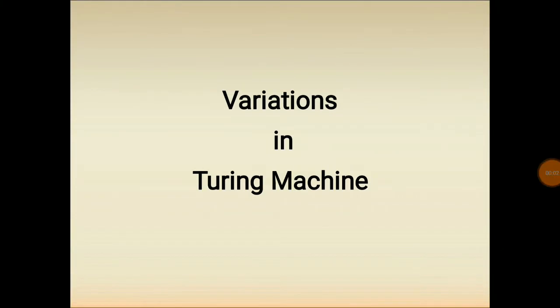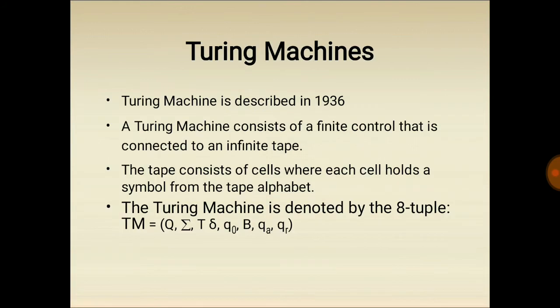In this video, we will discuss the variations in Turing machine. Before studying about it, we should know what a Turing machine is. Turing machine was described in 1936, well before the days of modern computers, but it remains a popular model of computation on today's systems. A Turing machine consists of a finite control that is connected to an infinite tape with the help of a read-write head.